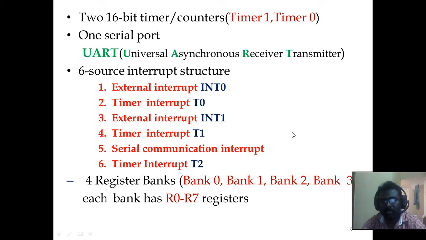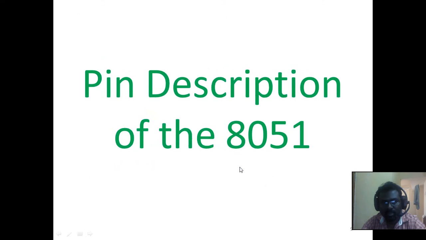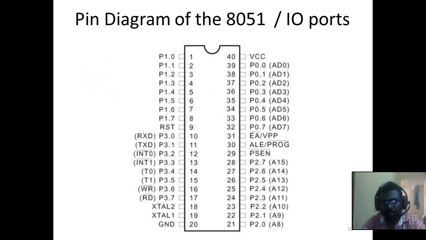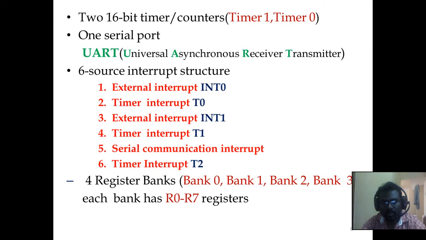And we have the general purpose registers R0 to R7, but this R0 to R7 is made of 4 different banks. Nearly 4 banks of R0 to R7 are present. Bank 0 will have R0 to R7, as well as bank 1 will have R0 to R7. Similarly bank 2 and bank 3. So 4 different banks of R0 to R7 will be there.